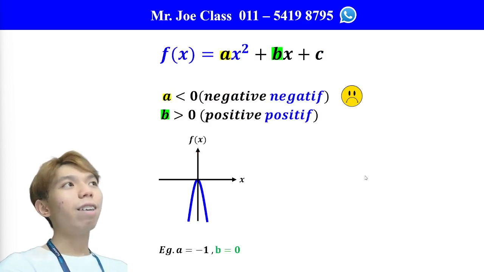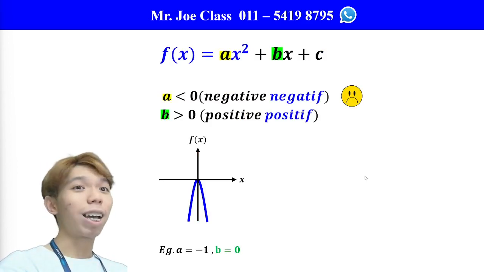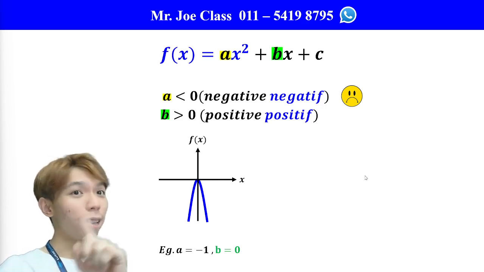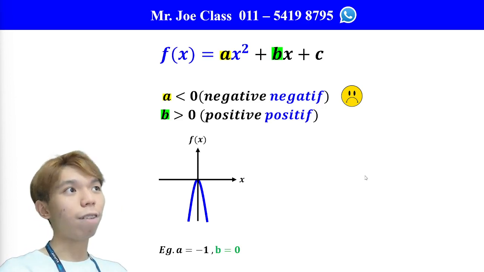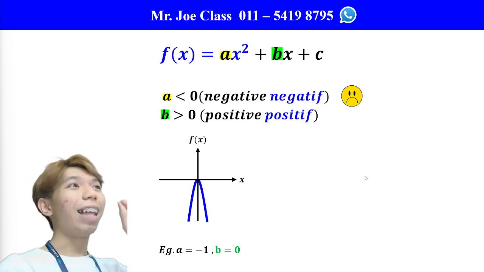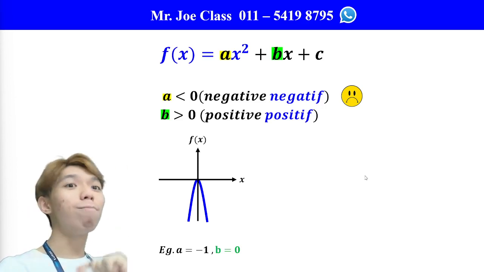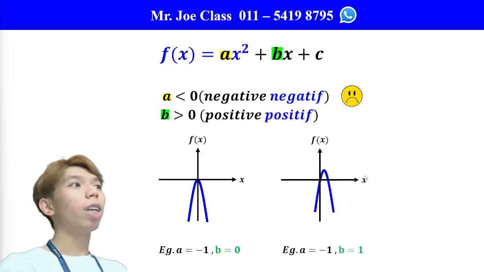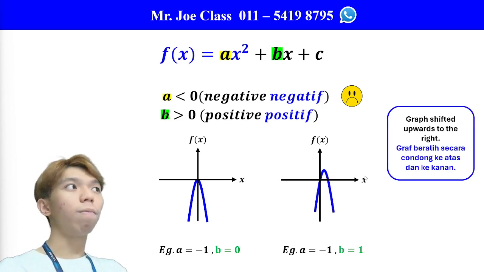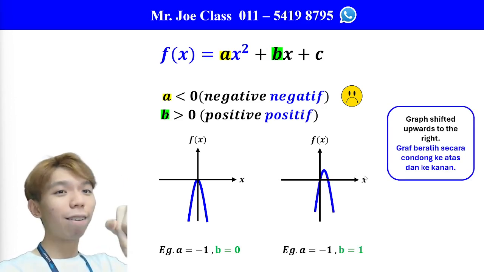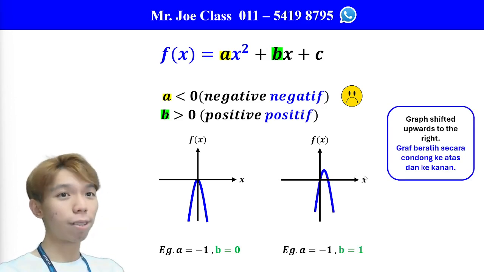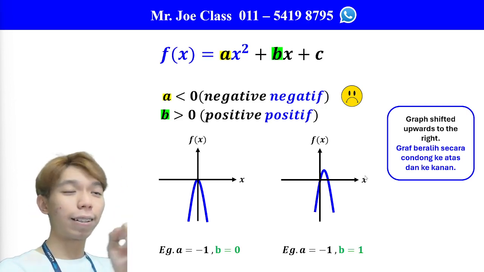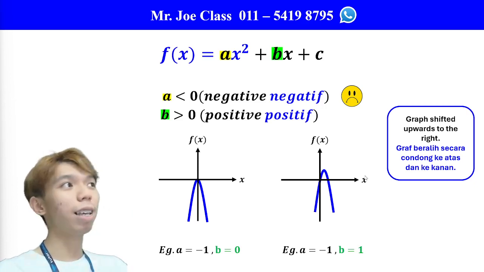Now, what if the value of a now becomes negative? When the value of a is negative, not positive, it is a sad face. And then the value of b becomes positive. So when a is negative but b becomes positive, it will actually shift upwards, up, not down. Now a is negative but b positive, up to the right. Ke atas dan ke kanan. This has to be memorized, mesti hafal.